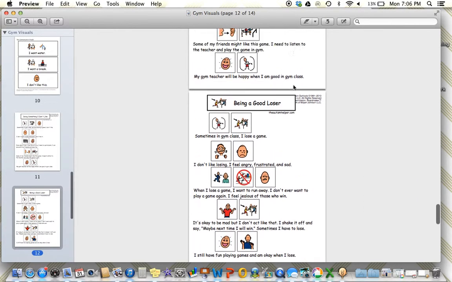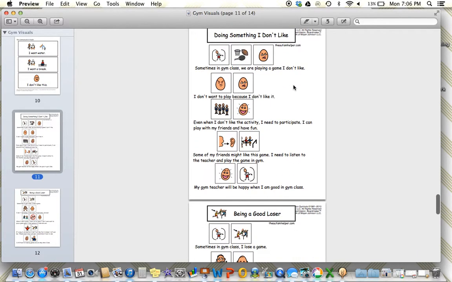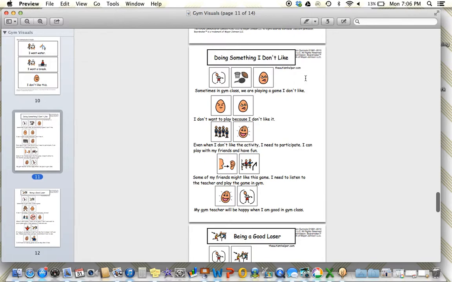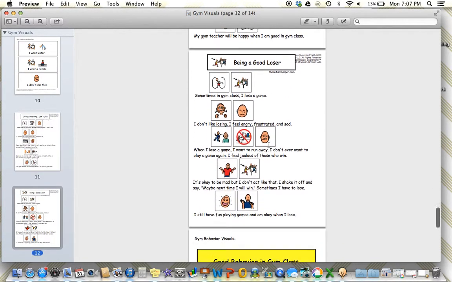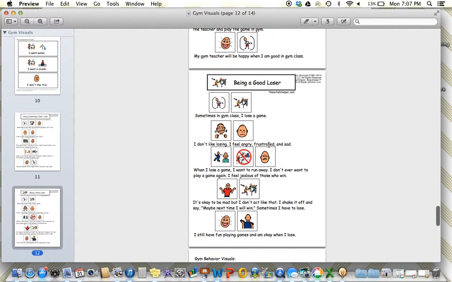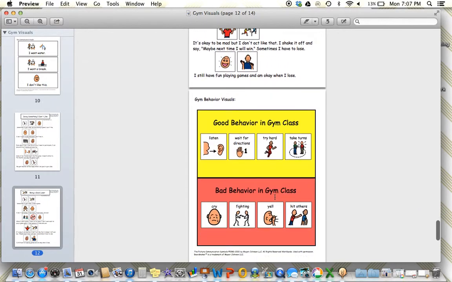Next are two social stories for common gym situations. Social stories are great because they tell students what they should be doing, not what they shouldn't be doing, and they are tied to common situations. So, doing something I don't like. A lot of my students struggle with this. Sometimes we're playing a sport that isn't preferred, but we have to do it anyway. Also being a good loser. That's a common issue also. How to deal with losing and what types of things they should do are specifically scripted in this story.